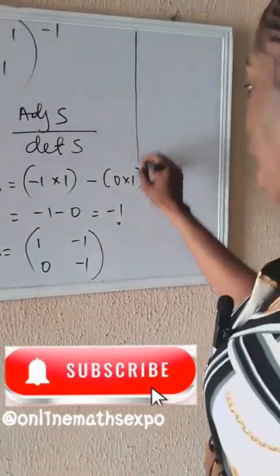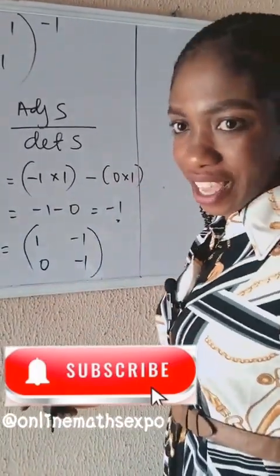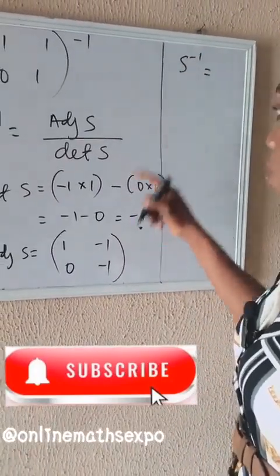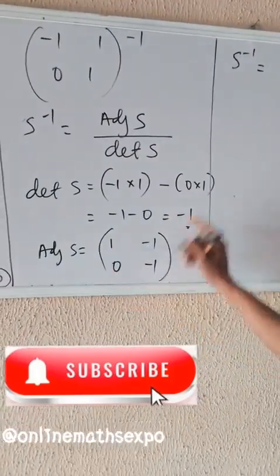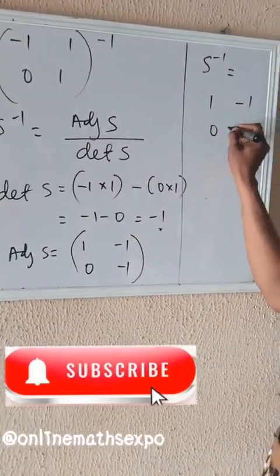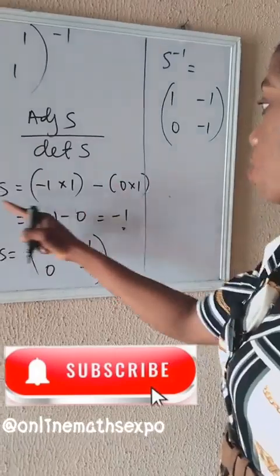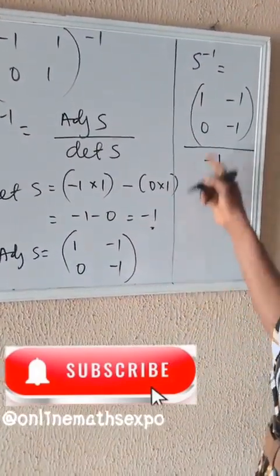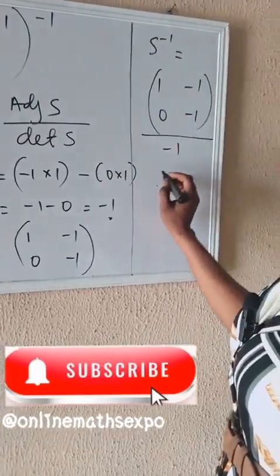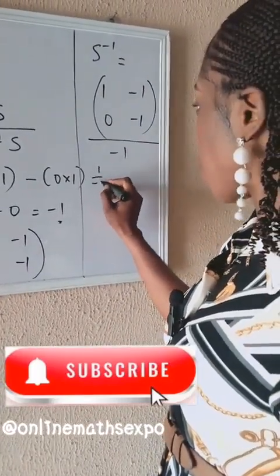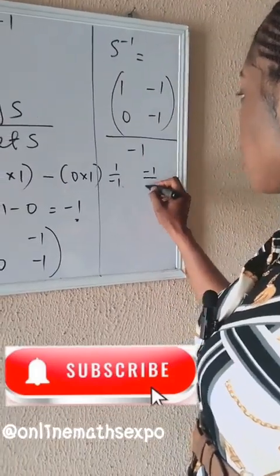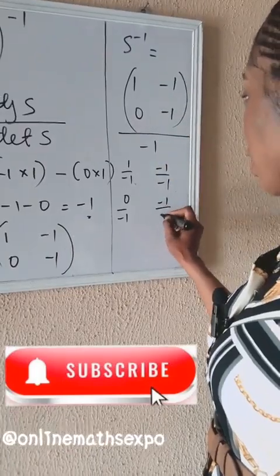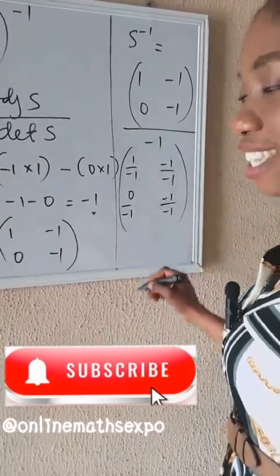So if we have gotten the adjoint of S and the determinant of S, we can get the inverse. So here, the inverse of S will give us, what do we have as our adjoint? It is 1, minus 1, 0 and minus 1. We are dividing it by the determinant, which is minus 1. If you divide each one by minus 1, we get 1 divided by minus 1, minus 1 divided by minus 1, 0 divided by minus 1, minus 1 divided by minus 1.